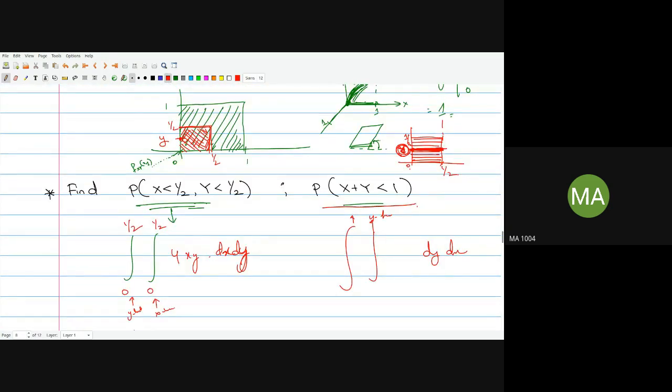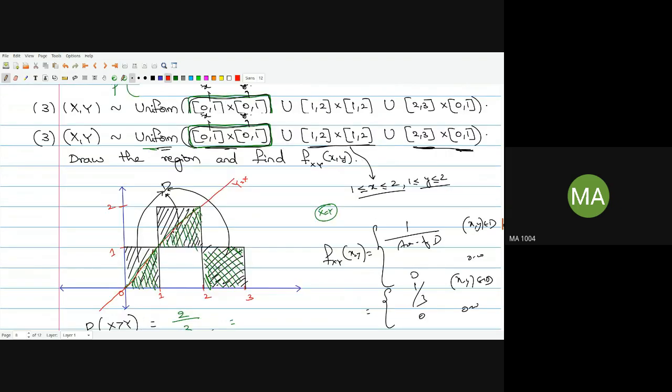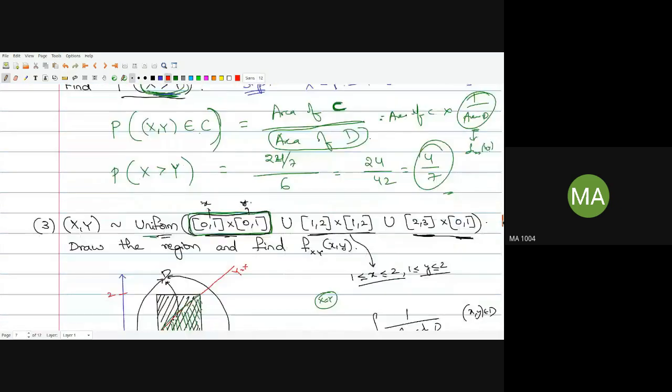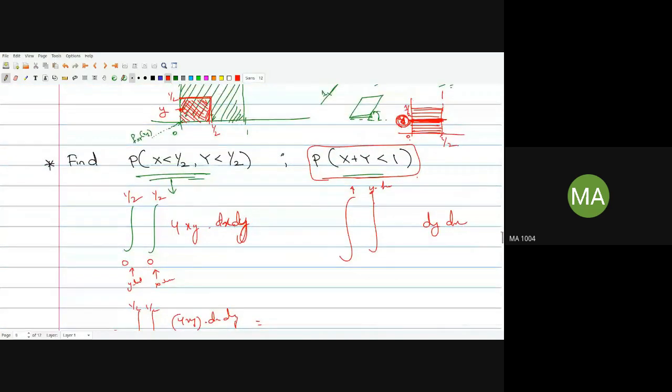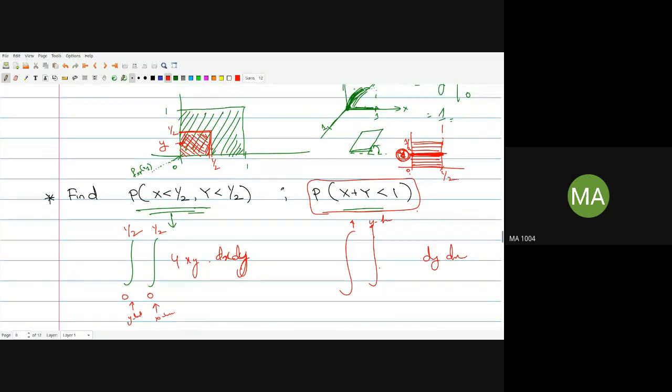Now what about this? I will end with this. So try to do this. x plus y less than 1 is what we have been asked. So remember the steps which we discussed here. If it is x greater than y or any inequality, you have to follow that approach. And if this is the non-uniform case, instead of area by area, you have to find the limits. I will give you 2 minutes, then I will discuss.